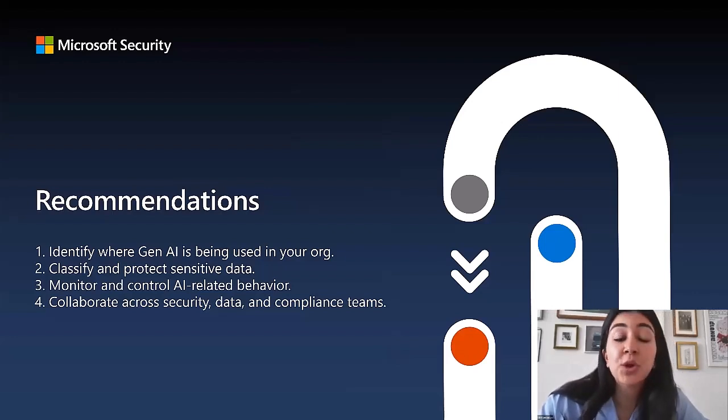So these are just some recommendations I put based on where you may be in your GenAI journeys. It's always good to see where it's being used in your org to get that visibility. Regardless of if you're using generative AI tools or not, you will one day. And so think about your data and make sure that you're classifying it and protecting it. When you see AI-related behavior and when you get that visibility, we need to be monitoring it over time.